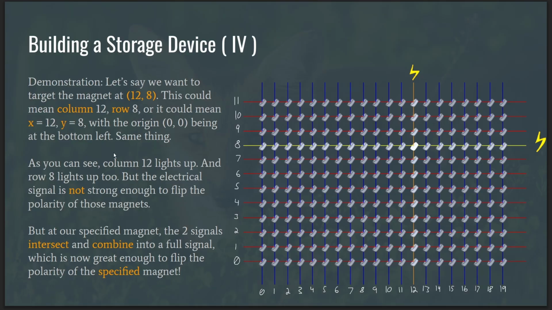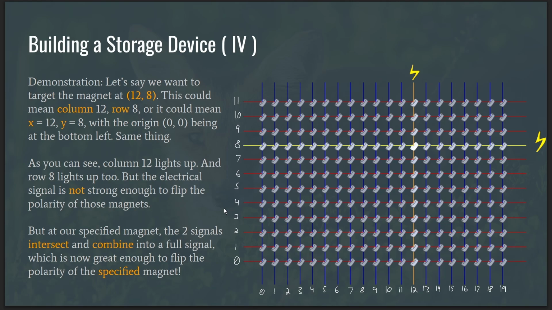So as you can see, column 12 lights up. So it's column 12. This one lights up. And row 8 lights up as well. So this row, this column lights up. But the electrical signal is not strong enough to flip the polarity of these magnets. Because remember, each one is only half signal strength.